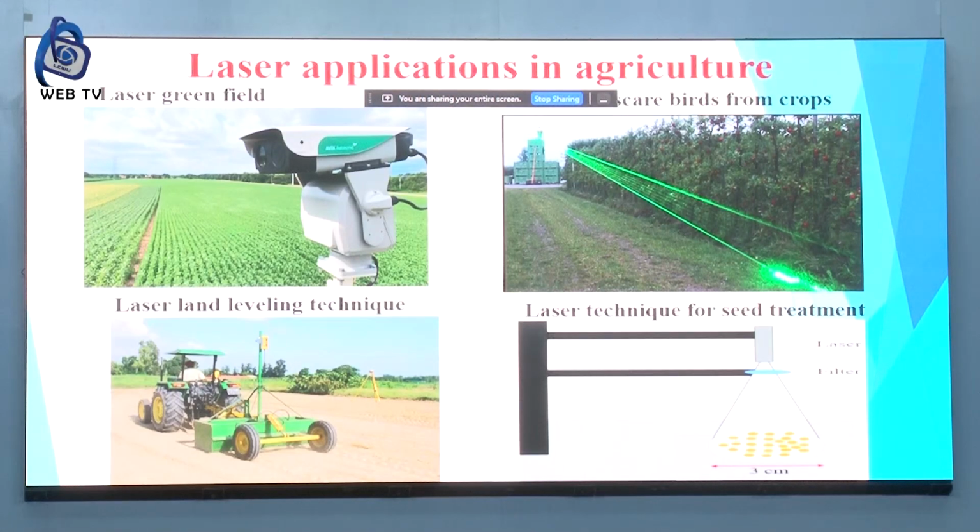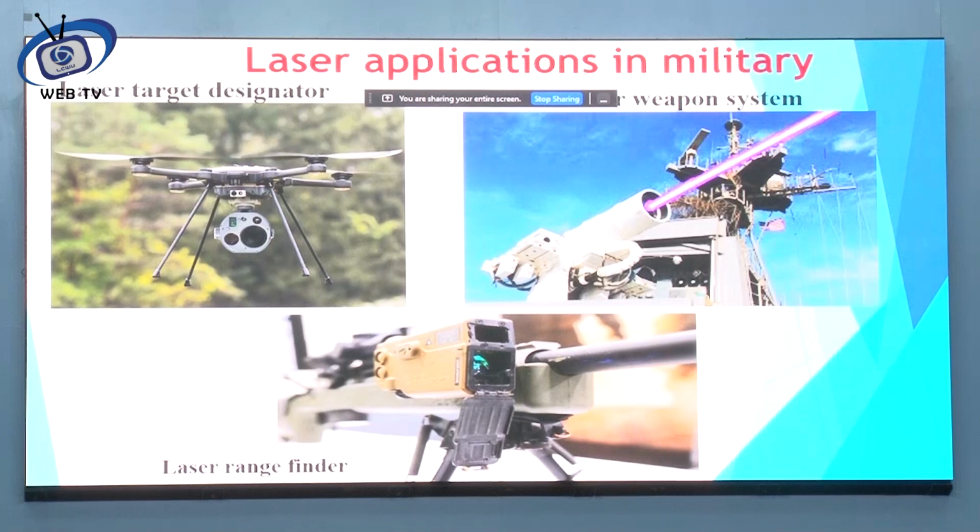Then you can use lasers in agriculture for the leveling of the land and to scare the birds from the crops. And you can treat your seeds with lasers, and of course your fertilization will be increased. Then widely we are using lasers as range finders in multiple applications.